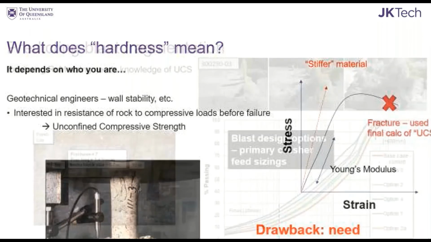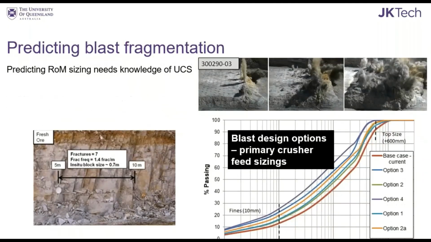The UCS test is also used by the drill and blast engineers to predict fragmentation of particular blasts. They use various predictive models in order to do that, to generate all of these particle size distributions, which flow onto the crusher and the mill at the end of the day.